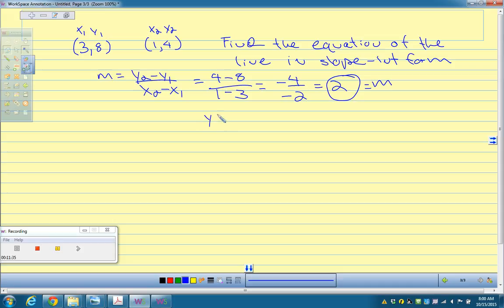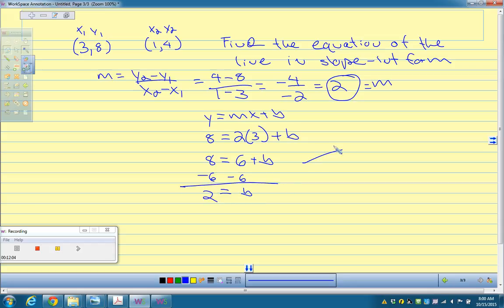And I'm going to go y equals mx plus b. And I'm going to plug in 2 for the slope and 3 and 8 for x and y. So y is 8, okay? 2, x is 3 plus b. See what I just did? Okay? So now I get 8 equals 6 plus b. So subtract 6, subtract 6. So b equals 2. And so now I could rewrite my equation as y equals the slope 2x plus 2.